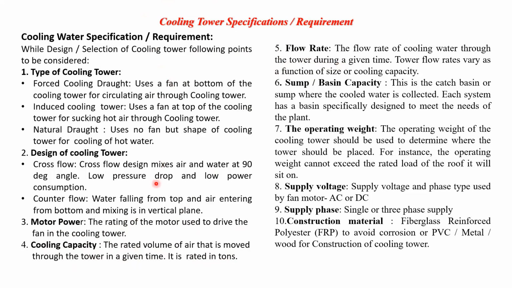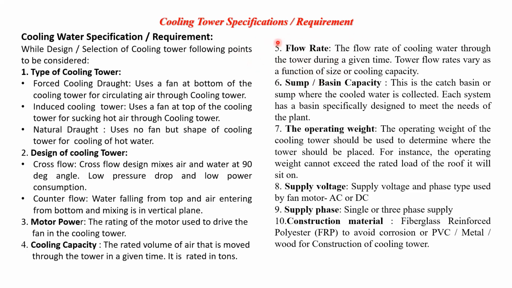You have to consider these points. Then flow rate: the flow rate of cooling water through the tower in a given time. Tower flow rates vary as a function of size of cooling capacity. Once I told you that for the condenser there is a cooling water requirement of 27,000 meter cube per hour in a 10 megawatt plant, and in a 250 megawatt plant the cooling flow rate is 33,000 meter cube per hour of water requirement.